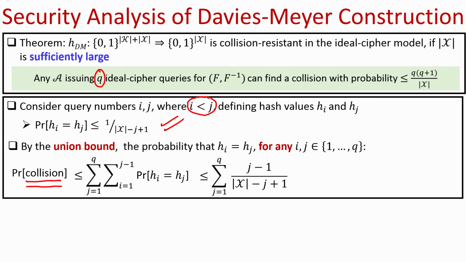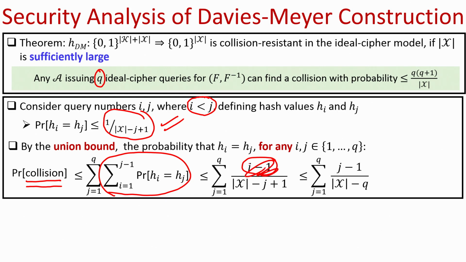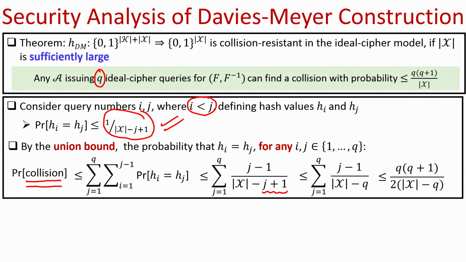And I can substitute the inner summation, because now I know that each of the probabilities present in the internal summation is upper bounded by 1 over size of x minus j plus 1, and since i ranges up to j minus 1, there are j minus 1 such terms. So in the numerator we get j minus 1 and each of those probabilities is 1 over x minus j plus 1. If we further simplify, I can always replace each of this minus j plus 1 by minus q, because j is always upper bounded by q, and if I take out this summation finally, since j ranges from 1 to q, I can replace the inequality by this inequality.